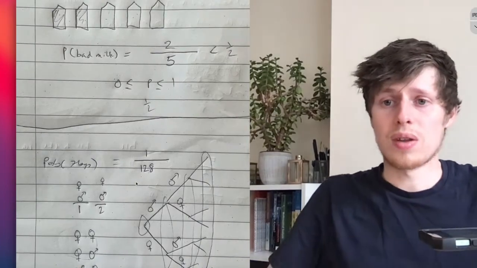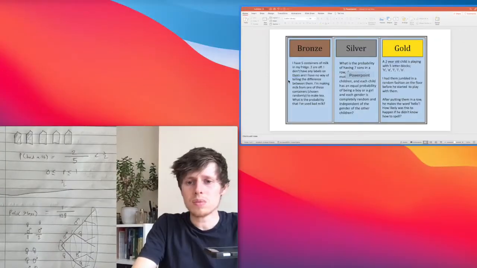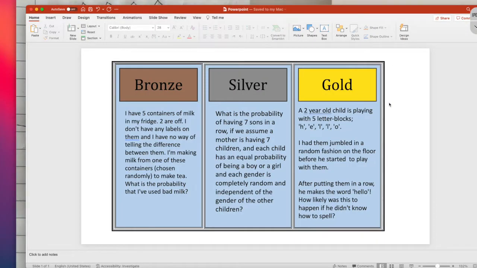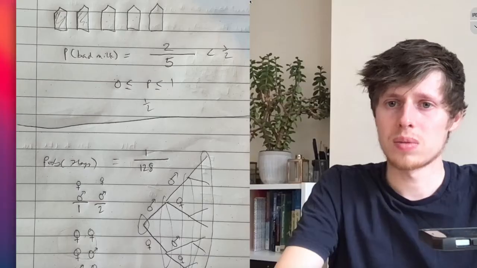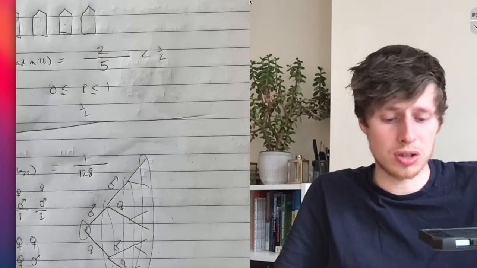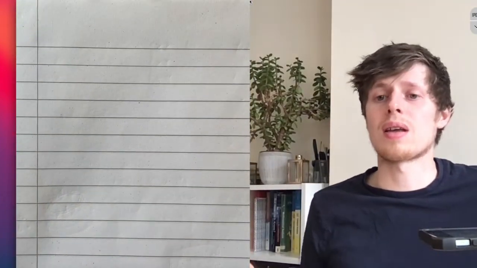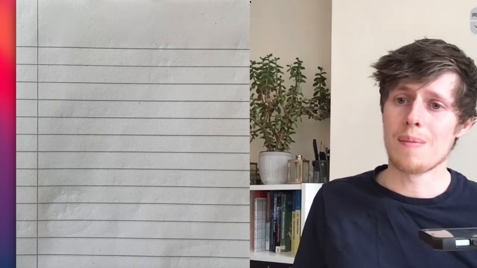I think we're ready to go on to the next question now. Okay, a 2-year-old child is playing with 5 letter blocks. I had them jumbled in a random fashion on the floor before he started to play with them. After putting them in a row, he makes the word hello. How likely was this to happen if he didn't know how to spell? Okay, so we have a very potentially prodigious child in the making, but was this just chance? How likely was it that actually he knew what he was doing?